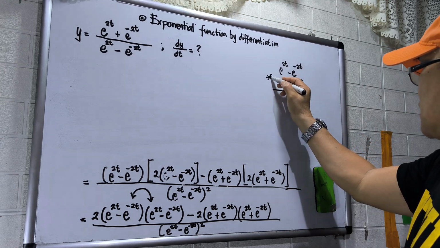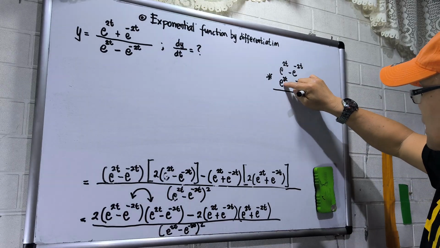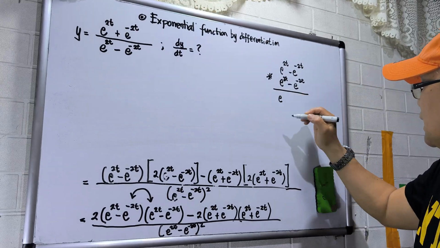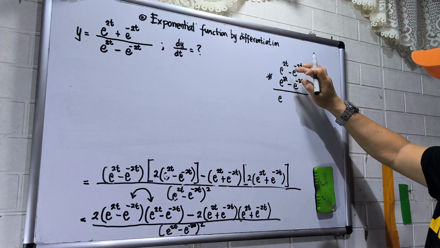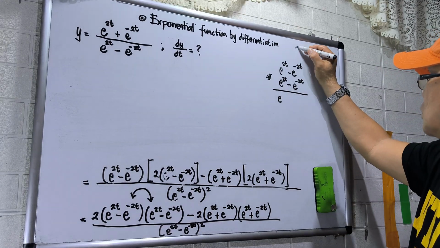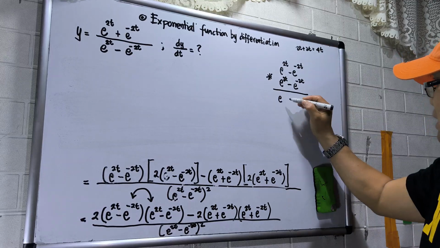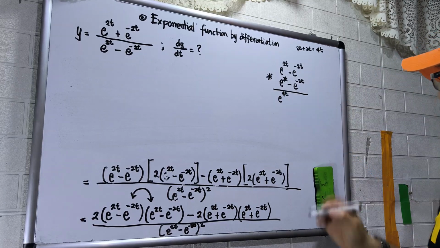This is multiplication. So, e to the 2t times e to the 2t, that will be e. Take note, if we multiply, we will add the exponent. So, this will be 2t plus 2t. 2t plus 2t equals positive 4t. So, this is 4t. Okay?